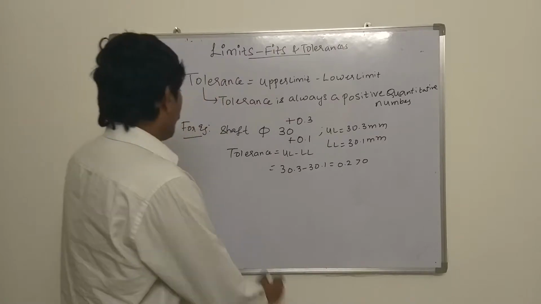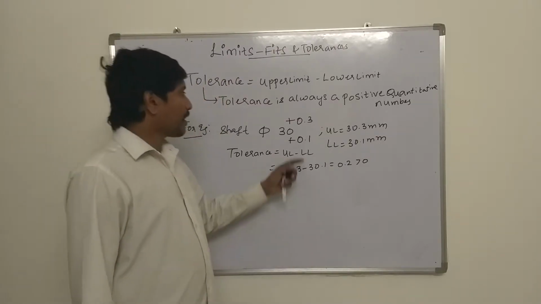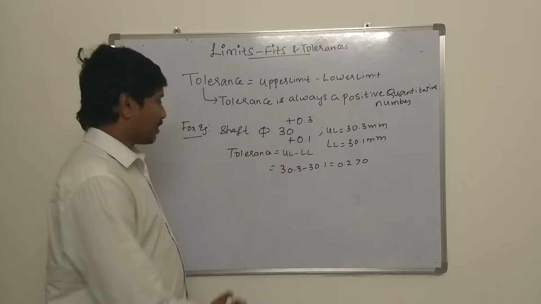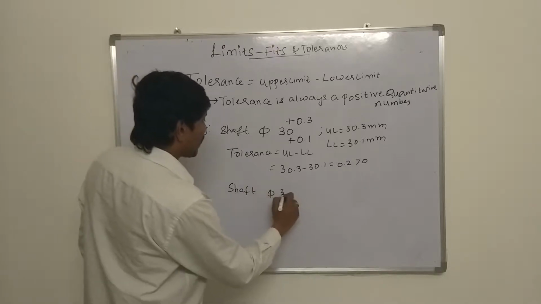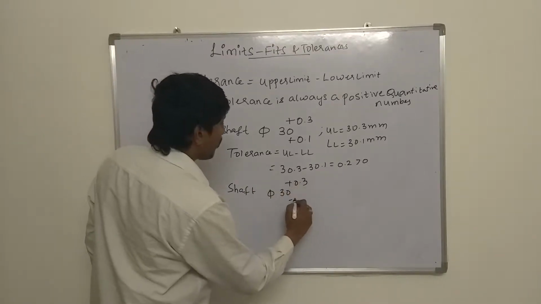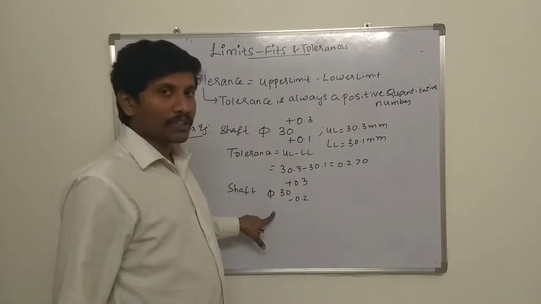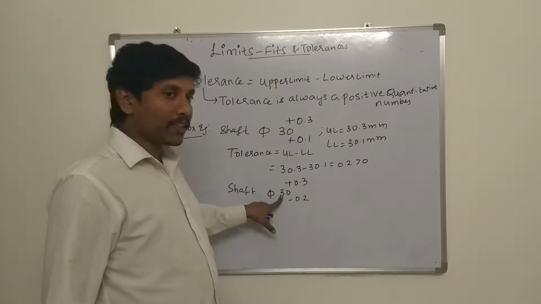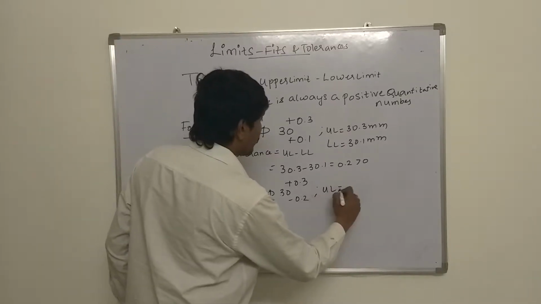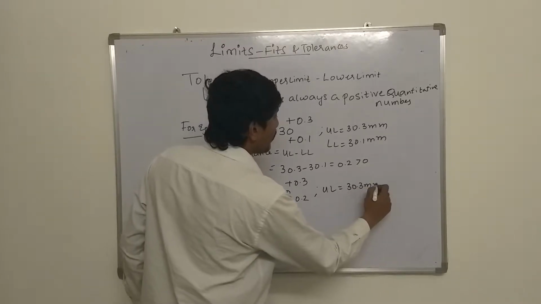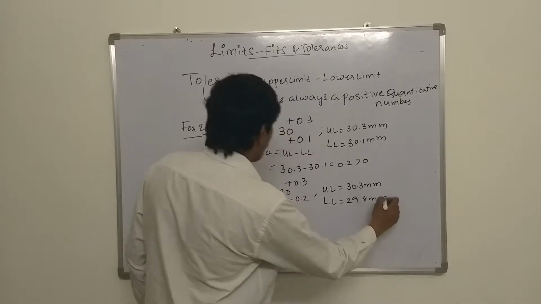quantitative number. For example, in a situation of bilateral tolerances, let us take a shaft of diameter 30 plus 0.3 minus 0.2. It comes under bilateral tolerances: the upper limit is above the basic size and the lower limit is below the basic size. Here the upper limit is 30.3 mm and the lower limit is 29.8 mm.